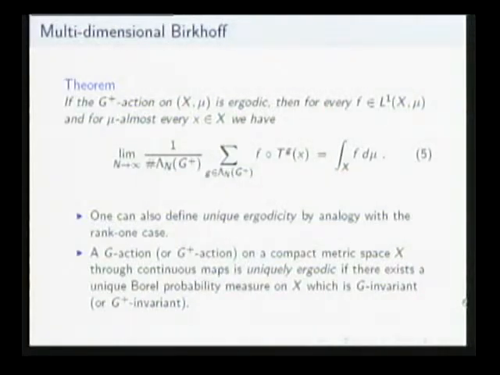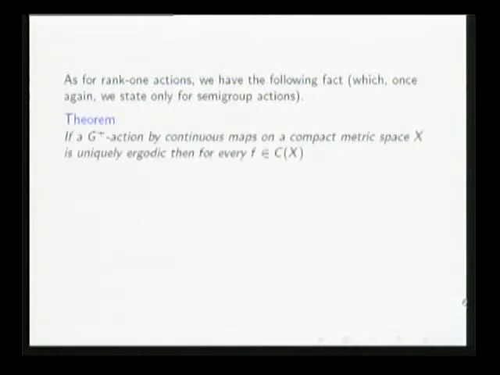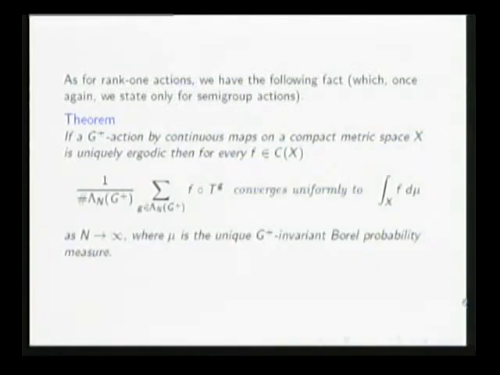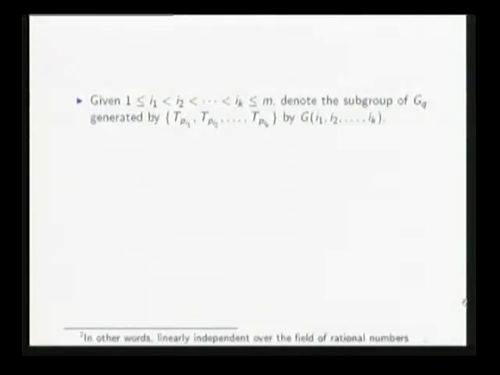And there's a criterion for unique ergodicity, which is just like the one for rank 1 actions. I'll just state, it's actually if and only if, but I'll just state the direction I'm going to use. So if you have a G plus action by continuous maps on a compact metric space, and it's uniquely ergodic, then for every continuous function on this metric space, the convergence of the time averages to the space average is uniform. That's a well-known criterion, right? Anyway, it happens to be if and only if.